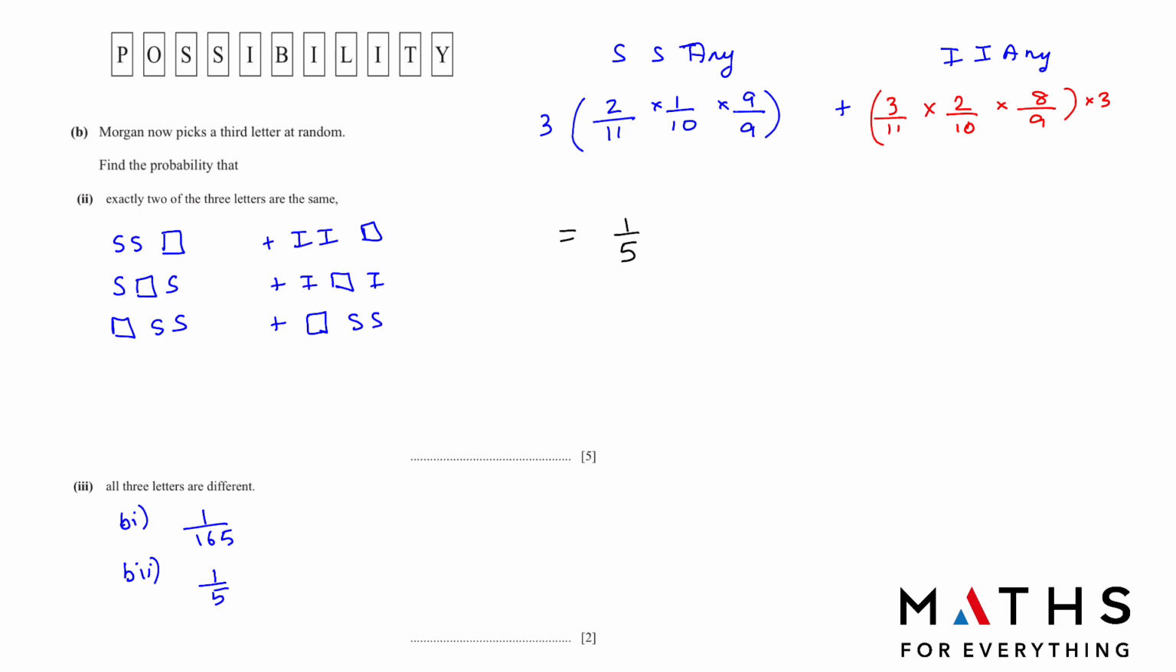We want all the 3 letters different. For that, I hope you know that when you add up all the probabilities, it equals 1. So 1 minus all 3 letters being the same plus 2 letters being the same will give us the answer. And we will get 131 over 165.